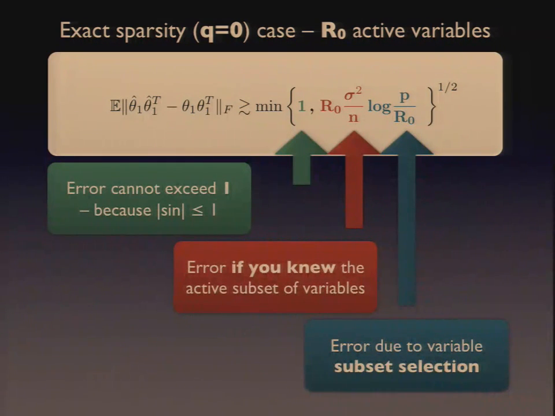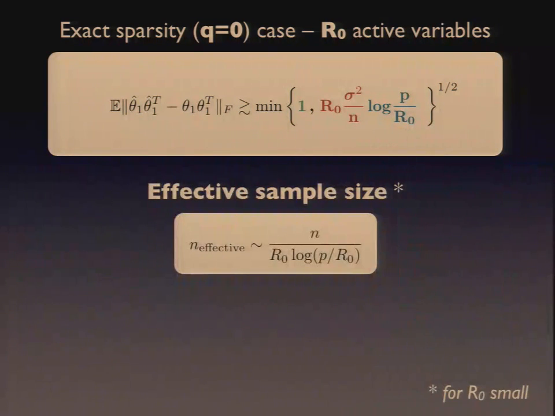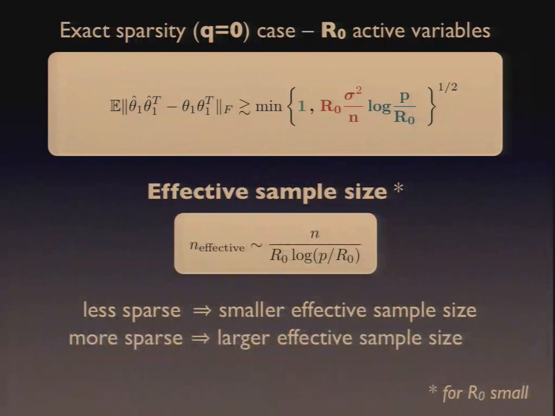Another useful way of looking at this lower bound is in terms of the effective sample size. You compare the quantity on the right to the classical error rate. By doing this comparison, you can see that the effective sample size is not actually n, but it's n divided by R0 log of the number of variables. The bottom line is that the effective sample size is not n, but it depends on the dimension of your problem and the underlying sparsity. If you have a less sparse problem, then your effective sample size is smaller. If the truth is more sparse, then you have a larger effective sample size.